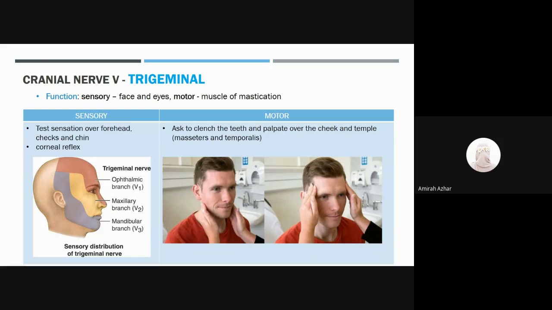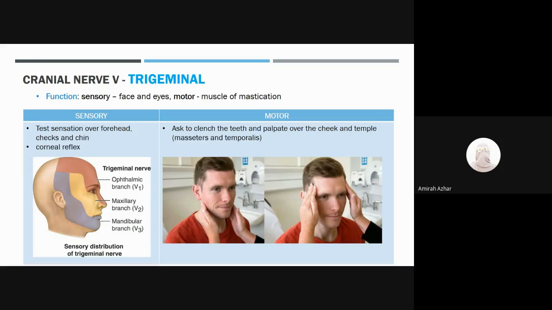For the cranial nerve 5, trigeminal, you are assessing sensory and motor. In the picture, in the sensory part, you test first the sensation using a soft cotton wool at 3 main areas, which are the forehead, cheeks, and chin, because the trigeminal nerve has branches. And don't forget to check the corneal reflex.